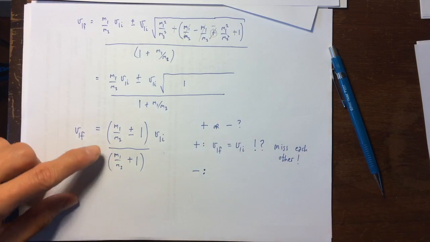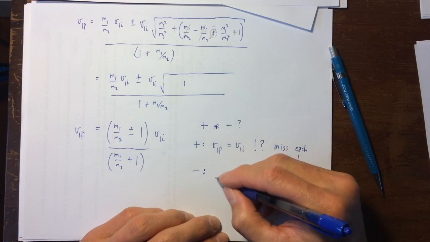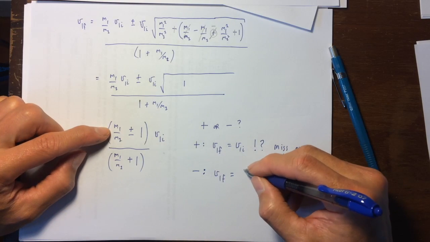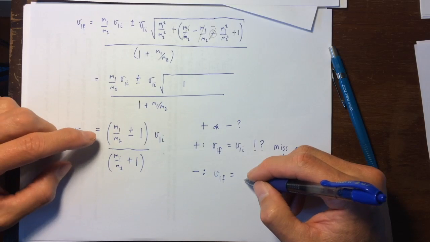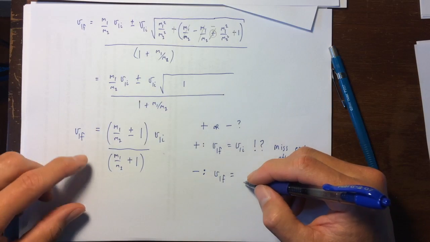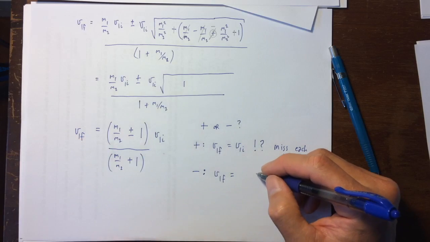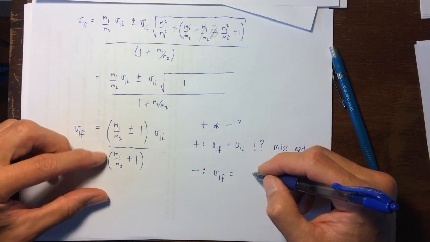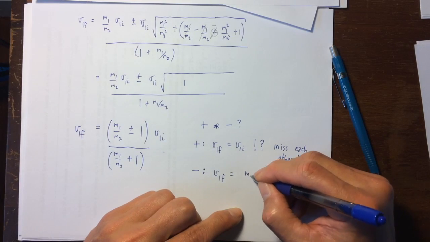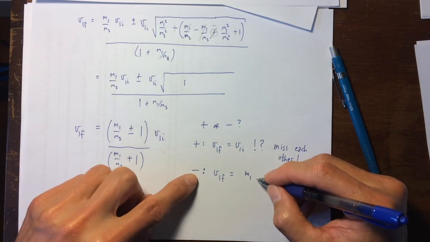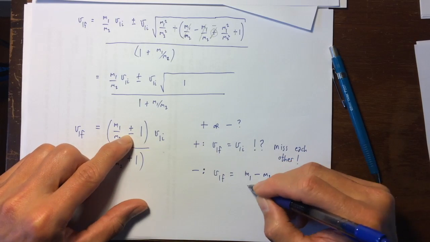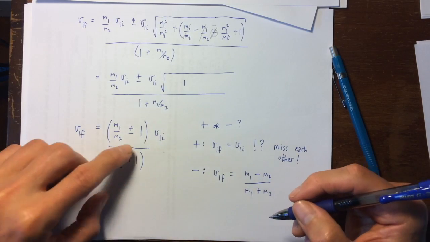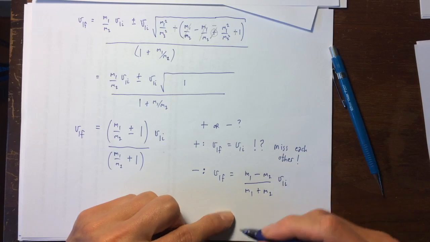What's the minus sign? So the minus sign is, instead, it looks like v1 final equals, interestingly, I'm going to write down something and then I'll let you figure out how I could do it. But essentially I'm just going to multiply top and bottom by m2. So this will be m1, so I'm choosing the minus, so minus m2 over m1 plus m2 times v1 initial.